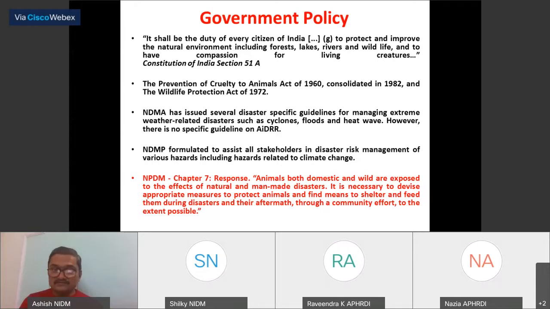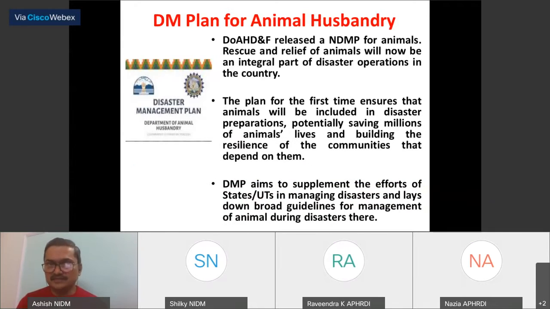But we have our National Plan on Disaster Management, specifically chapter number 7, which talks about animal protection. It says that animals, both domestic and wildlife, are exposed to the effects of natural and man-made disasters. It is very necessary to devise appropriate measures to protect animals and find means to shelter and feed them during disasters and their aftermath, through community effective measures to the best extent possible. So our national policy talks about animal welfare and animal care.